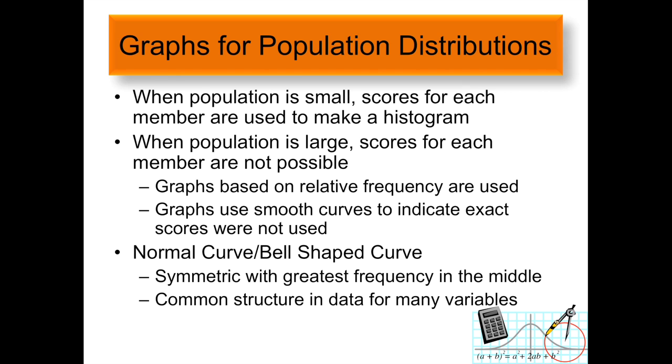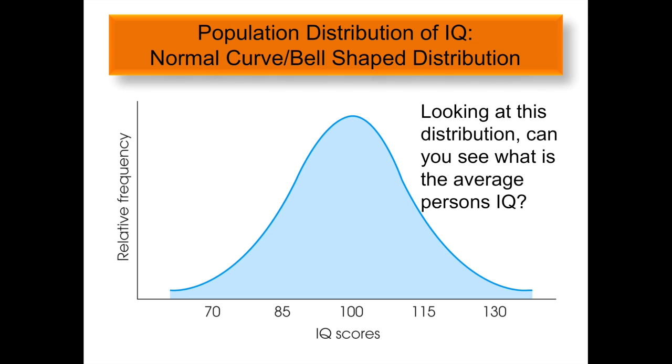Maybe some of you have heard of a bell-shaped curve or a normal curve. This is any kind of curve where the symmetry, the greatest frequency, is in the middle. And it's the common structure in data for many of the variables that we deal with in statistics. Okay, so take a look at this distribution. So it's a traditional normal bell-shaped curve. Keep in mind what you know about frequency: the higher the point is, the greater the frequency. Just take a look at this distribution, and without really knowing a lot about distributions yet, can you see what the average IQ for people is here?